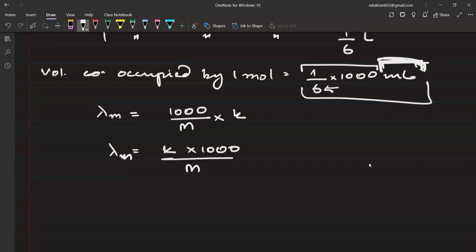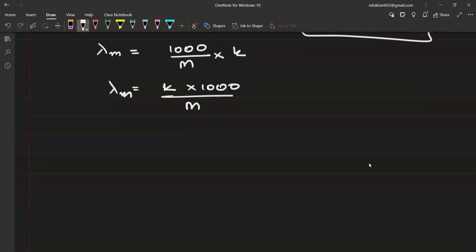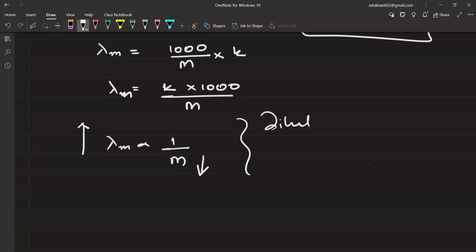Now, after this, we can move on to the limiting molar conductance. Please see. From here, I can say that lambda m is inversely proportional to the molarity. Correct? That means when the molarity decreases, conductance will increase. So let us start decreasing the molarity. How can I decrease the concentration? We can decrease the concentration by diluting the solution. Correct? Yes.